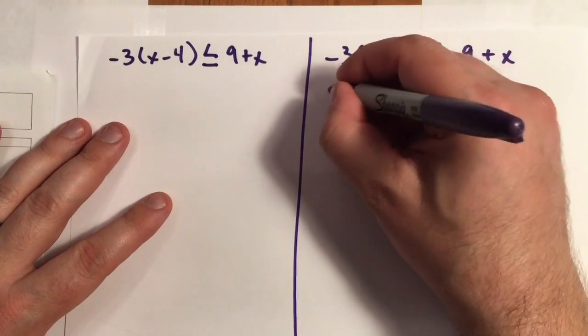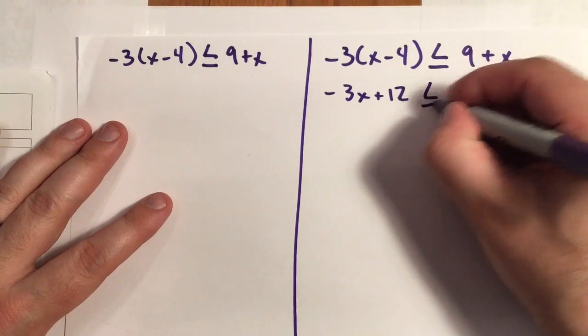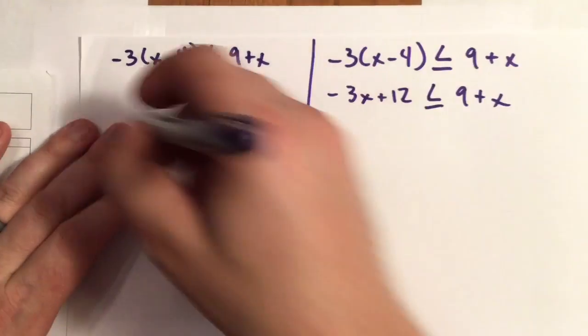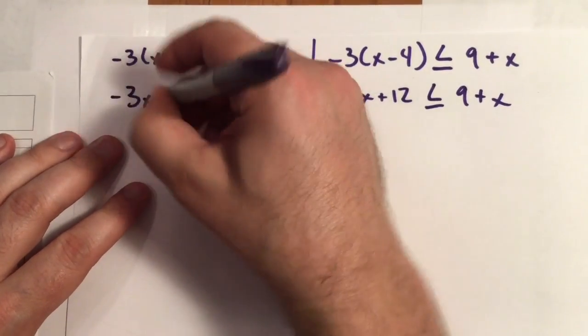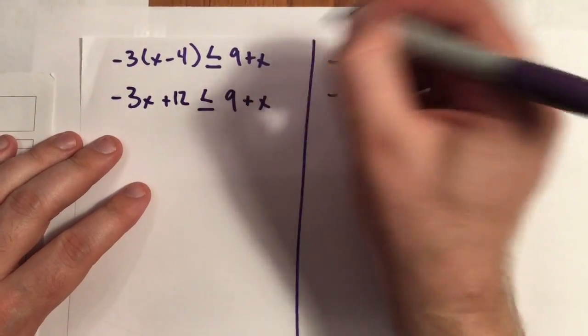Okay, so I'm going to distribute first. I'm going to have negative 3x plus 12 less than or equal to 9 plus x. And I'll do the same thing here. Negative 3x plus 12 less than or equal to 9 plus x.